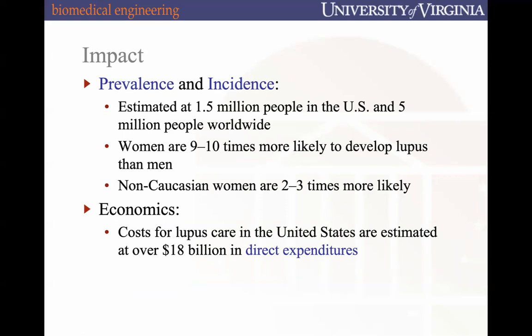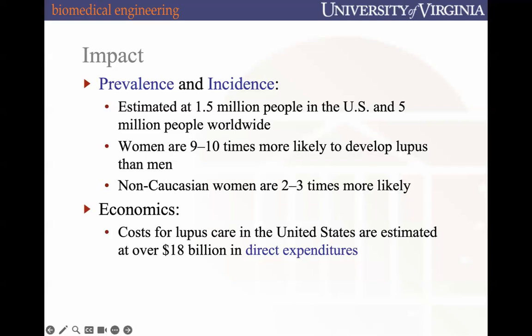So into the prevalence and incidence of lupus. About 1.5 million people in the US and 5 million worldwide have SLE. So this is a large prevalence. And in terms of the incidence, women are 9 to 10 times more likely to develop lupus than men, and specifically non-Caucasian women are 2 to 3 times more likely than that. So there's definitely some specific populations that are more likely to incur this genetic disease. Yes? In general, more likely to get autoimmune diseases? That's a good point. Yes, that's true. I'm sure there might be something playing into that in terms of SLE.